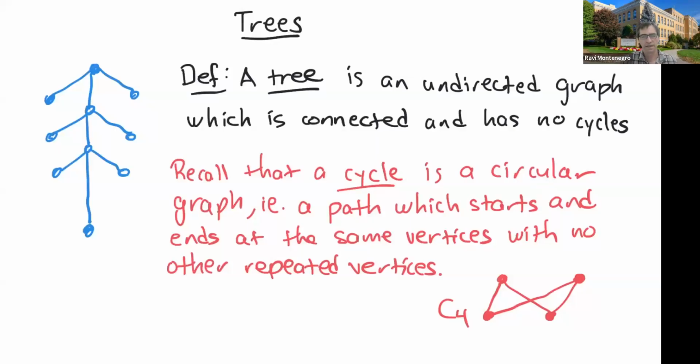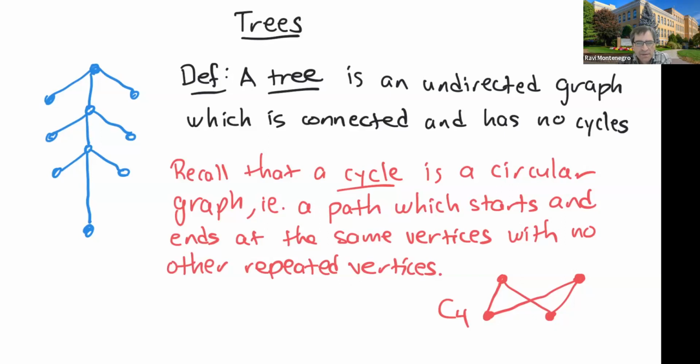We're going to be looking now at trees. Trees are a special kind of graph which show up in many applications. So consider the graph on the left. Kind of looks like a tree. So our formal definition of a tree is that it's an undirected graph which is connected and has no cycles.